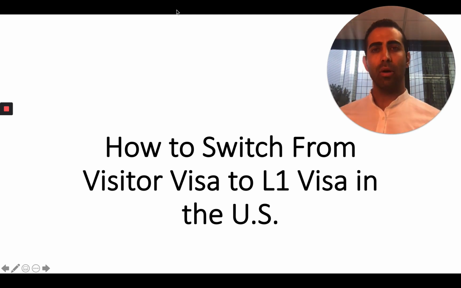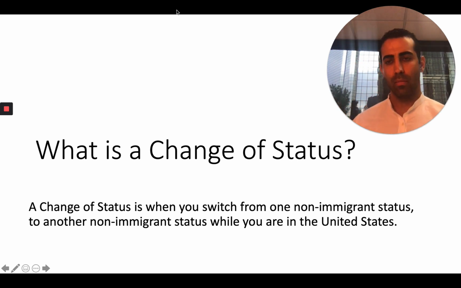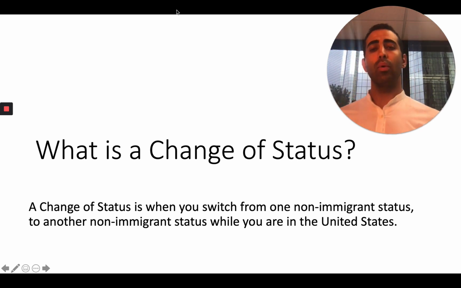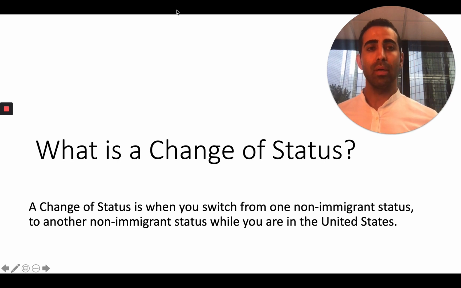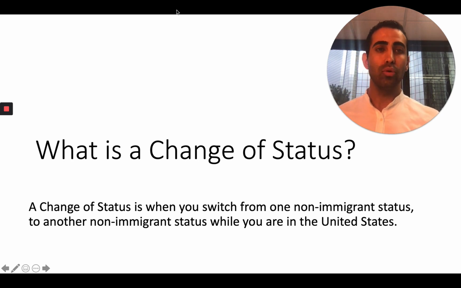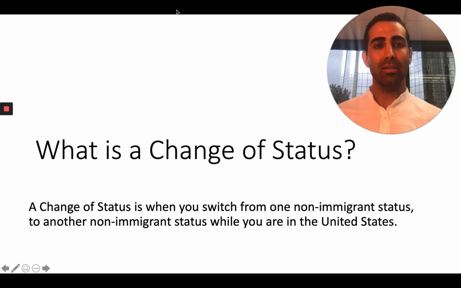And I want to get started by first explaining this concept of what's called a change of status. So what is a change of status? A change of status is basically when you go from one non-immigrant status to another non-immigrant status while you're in the United States. So an example of this would be if you're in the United States on a visitor visa, for example, a B1, B2 visa, and you switch to L1 status. The process of doing that is called a change of status.